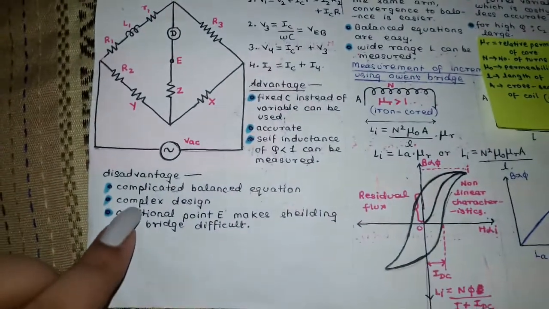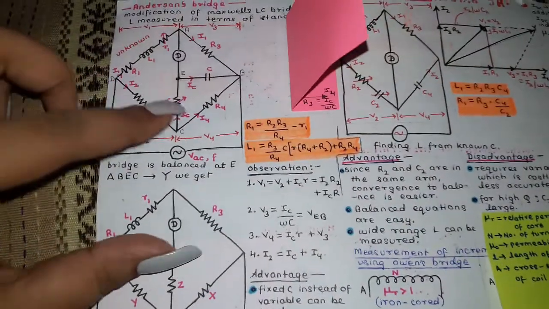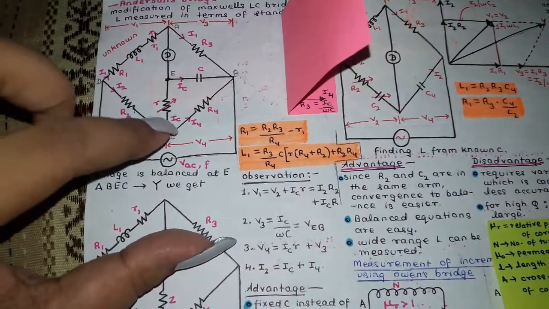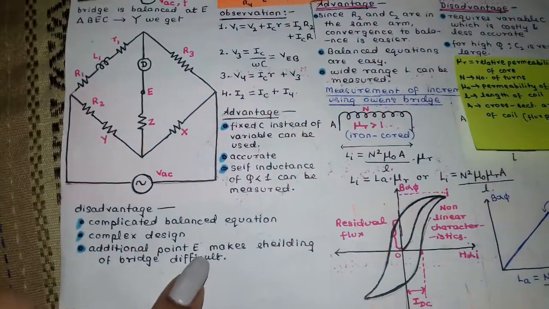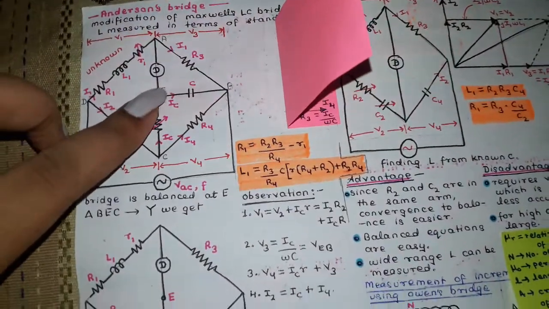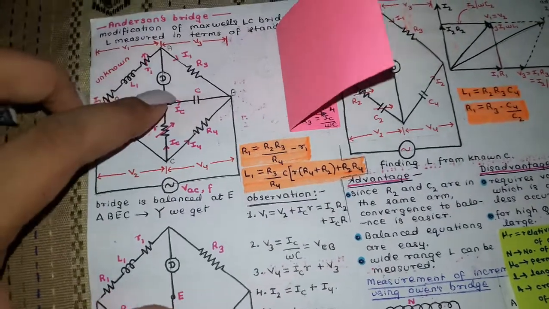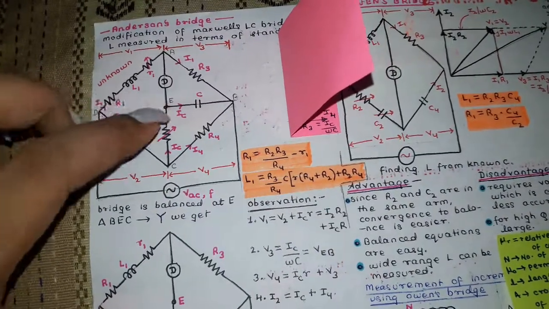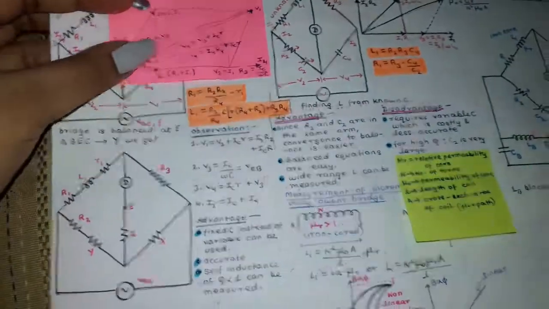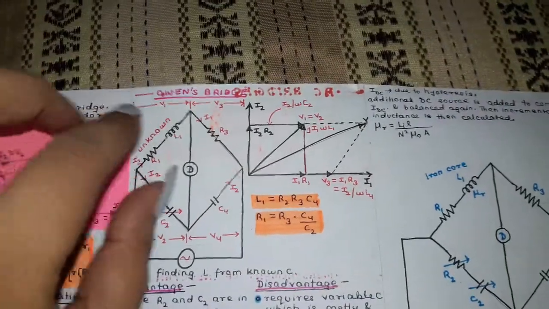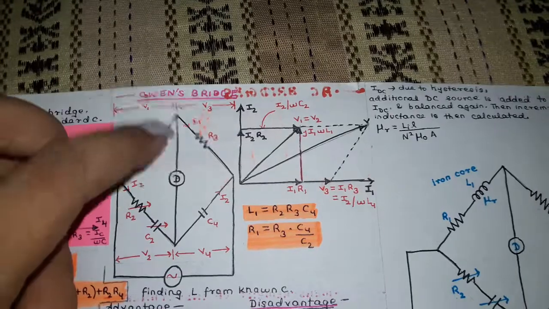Then we have complex design. Compared to all the bridges we have studied so far, it has a rather complicated design. Then the additional point E makes shielding of the bridge difficult. This point has been added. In other bridges we did not have this particular point E, but here we do, so this is creating some issue. Then we are moving to Owen's bridge, and I shall be discussing this in the next part.